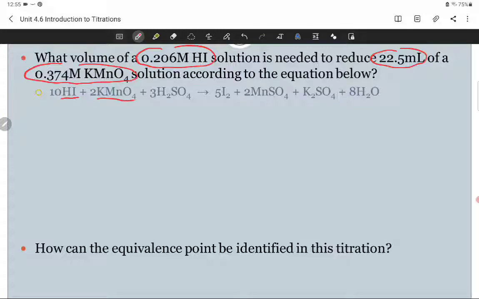Okay. So this one appears to be a 10:2 ratio between the two chemicals. So can't use M1V1 equals M2V2 on this either. So what volume is it being asked? So I'm going to start off with the molarity of the HI chemical. And then it's a 10:2 ratio.